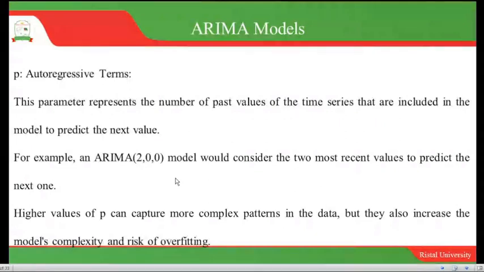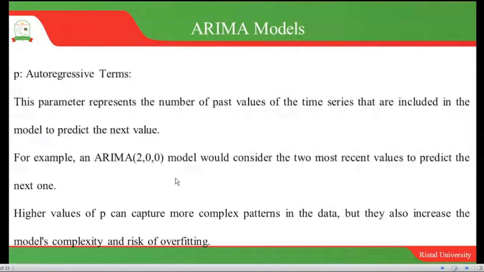An ARIMA 200 model would consider two past values to be able to predict the next one. Higher values of P can capture more complex patterns in the data, but will also increase the model's complexity and risk of overfitting. So it's a very interesting model. You have to work around it by understanding these terms, the autoregressive terms, to make it very easy for you.